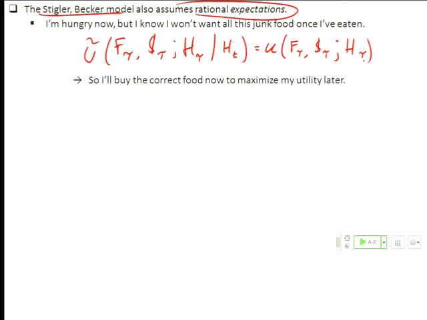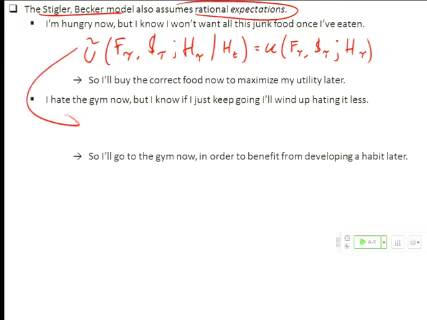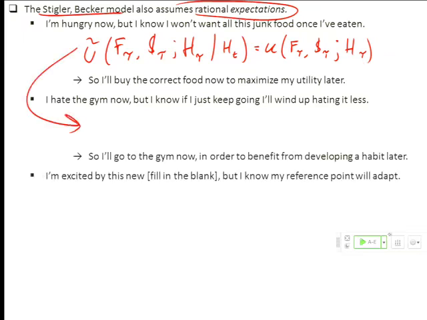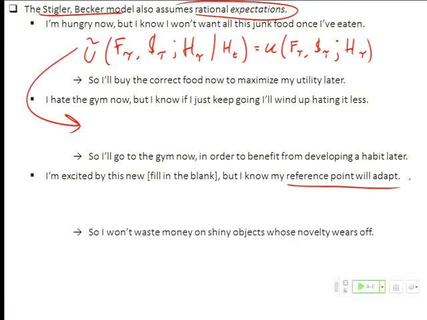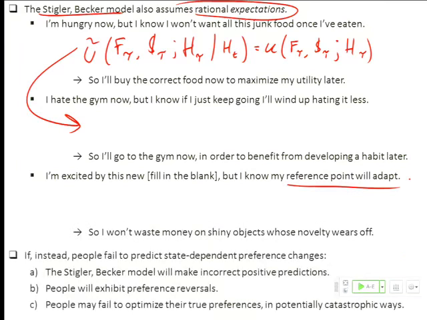I won't say, well, because I'm totally full now, I'm going to go out and say, nah, I don't really need much food. I'm only going to put a few things in my shopping cart and wind up really disappointed later when my preferences change. I hate going to the gym now, but if I have rational expectations, I know that if I just keep going, I'll wind up hating it less. Again, you could write down a version of that rational expectation statement. I'm excited by this new fill in the blank, say, scooter, a romantic partner, etc. But I know that my reference point will adapt. So I won't waste money on shiny objects whose novelty wears off.